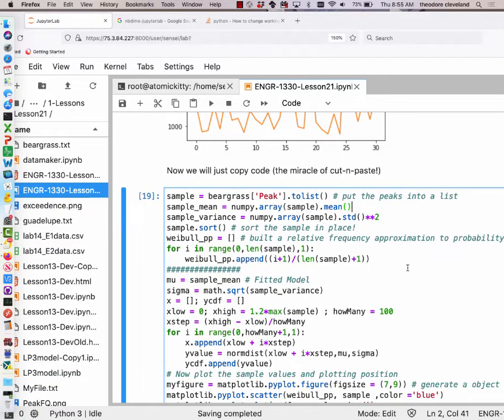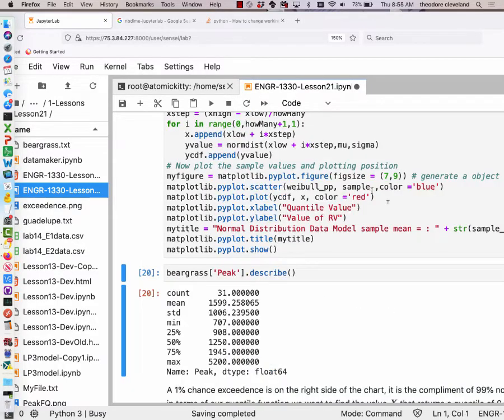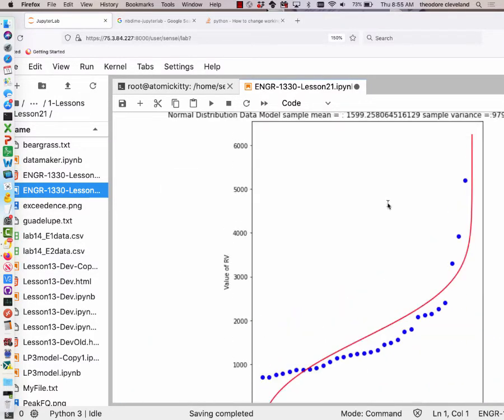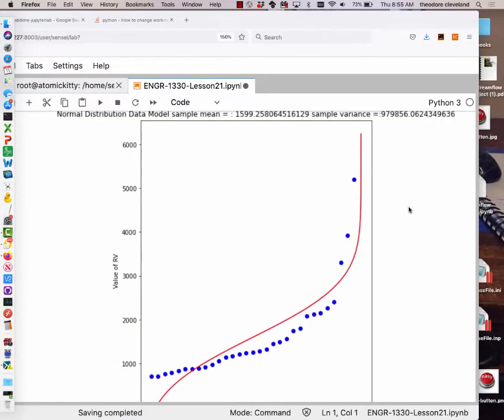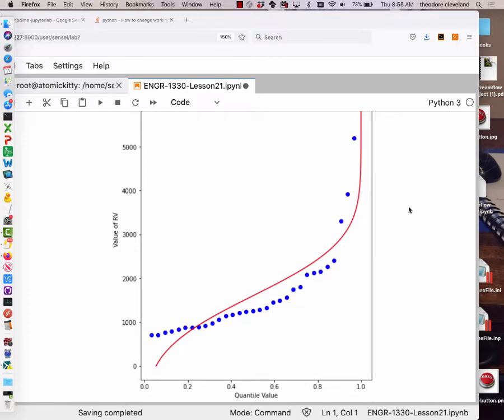Let's just apply the miracle of cut and paste and see what these look like in our normal distribution model. So all I did was cut and paste the Weibull plotting position function and the normal generating curve. Oh, you can see much more on my computer than you can up there. There we go. And is the red curve an okay approximation to the blue dots? I'd say it's okay. It's certainly better than what we had before.